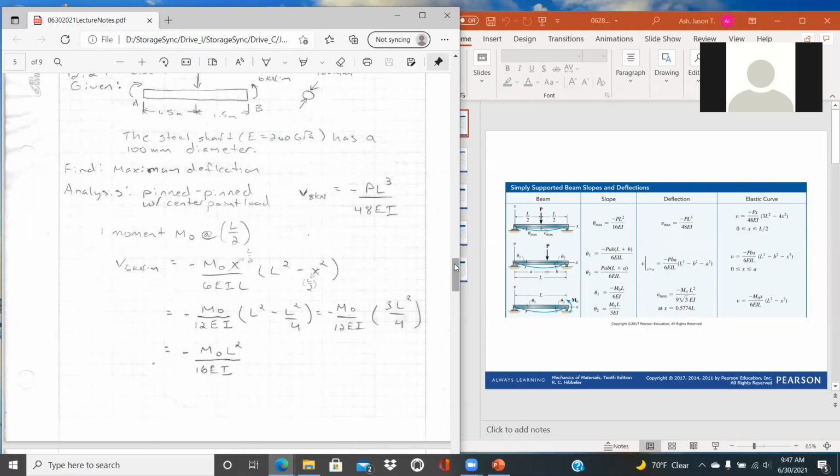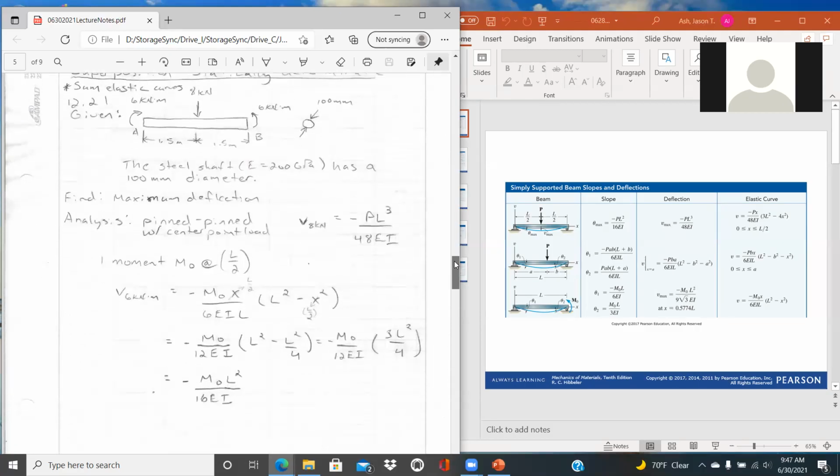And so looking at that, it looks like I focused on the 8 kilonewton force first. That shows up on the top of your Hibbeler tables. Looking at V max there is equal to minus PL cubed over 48 EI. And so we know that displacement is going to occur due to the 8 kilonewton force.